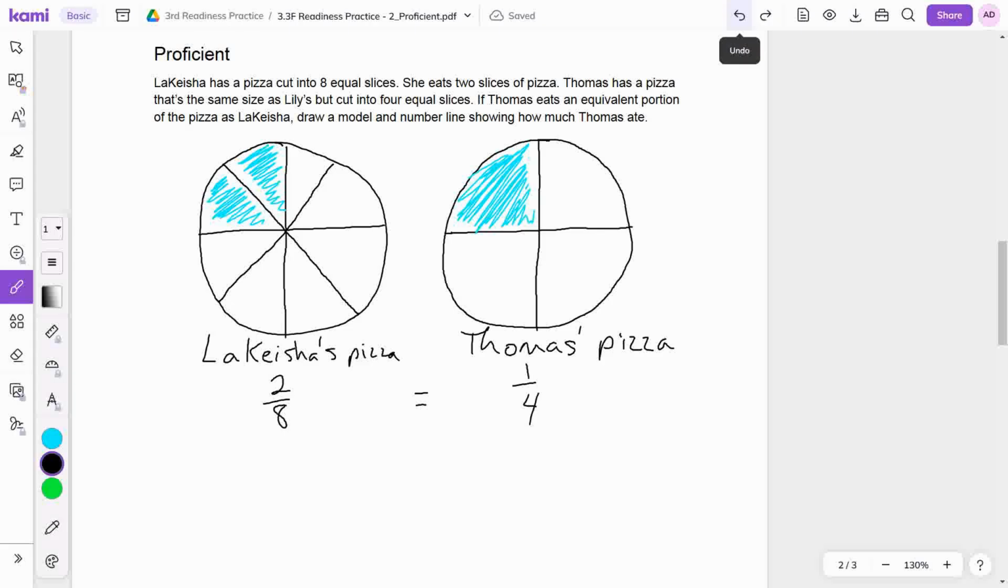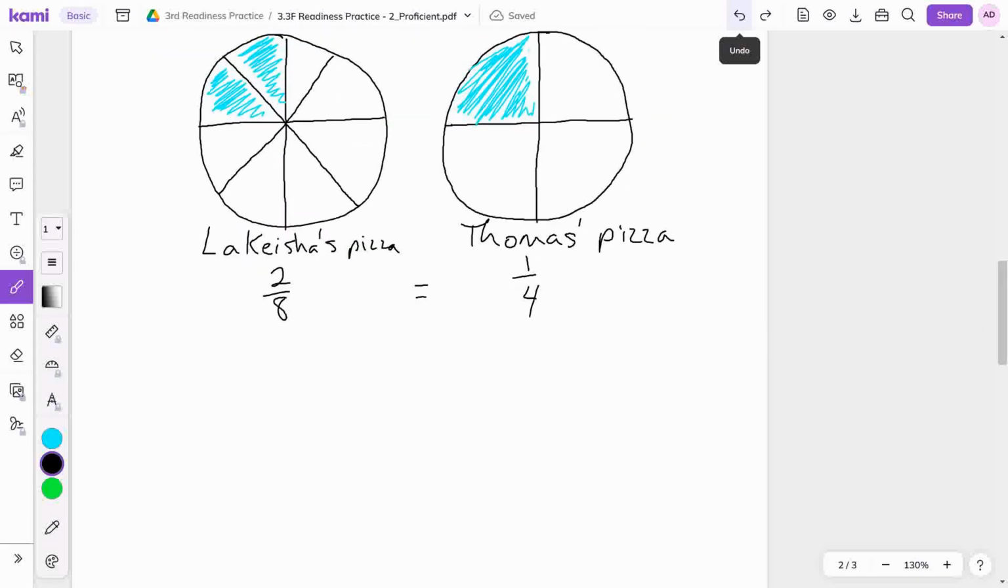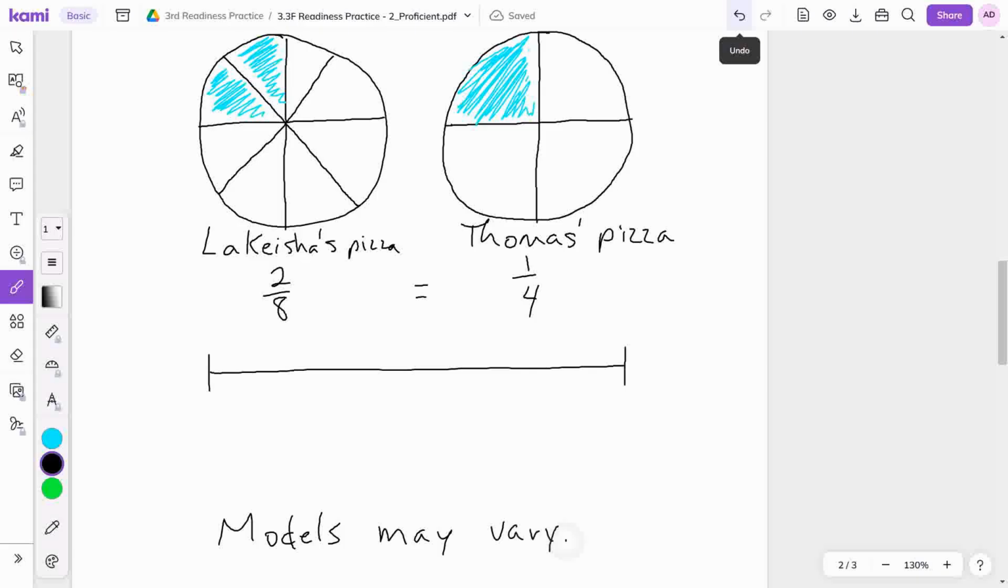Now I need to draw a model, which I did, and a number line. All right, so let's do the same thing we did earlier. I'm going to draw this. And remember, your model might be different than mine, so I will say models may vary. All right, so if that's my 0 and that's my whole, let's start with a half. And then let's go half of a half, because half of each half is a fourth. So that's 1/4. That's 2/4 also. So 1/2 and 2/4 are equivalent.